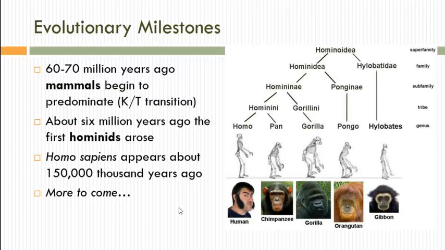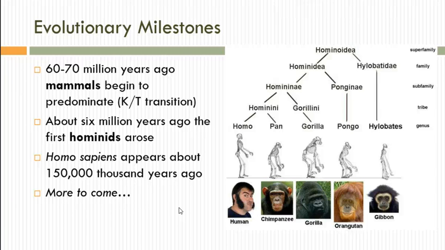Okay, some more evolutionary milestones, and we're going to talk about these a lot, but I just want to give you a little preview. The KT transition, right, the Cretaceous to Tertiary, it begins the age of mammals. It's about 65 million years ago. Mammals become the dominant group, okay?